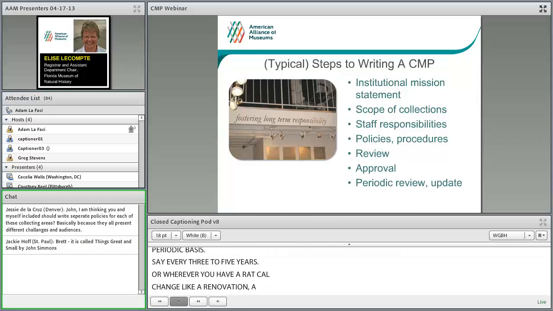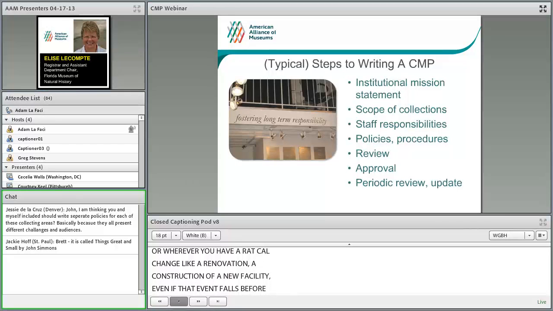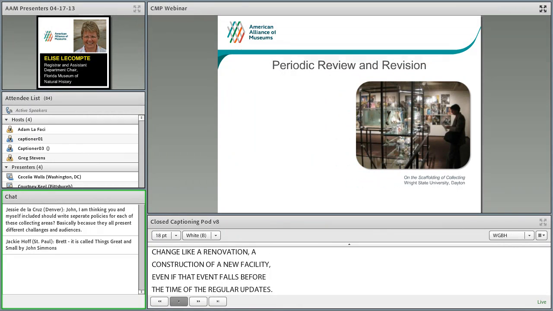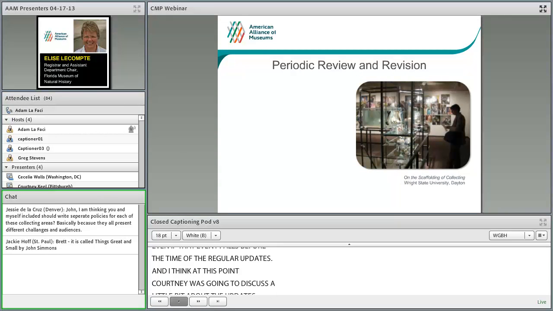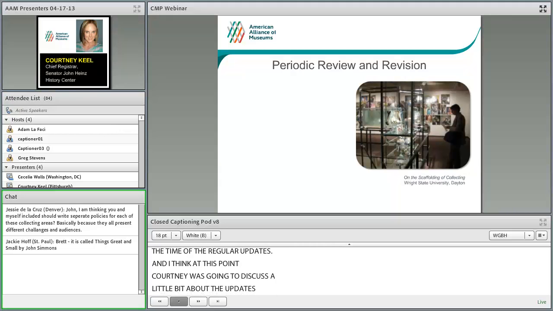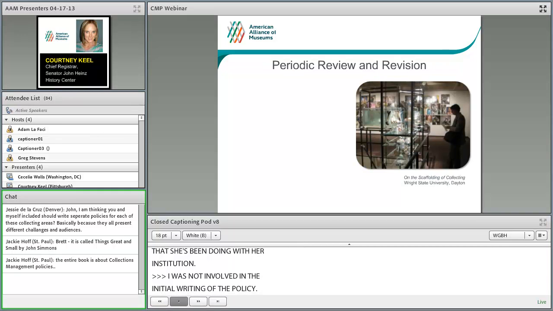And I think at this point, Courtney was going to discuss a little bit about the update that she's been doing with her institution. Yes, I was not involved in the initial writing of the policy, but that was done in 1988. But we have grown as an organization since then. We have gone from a small historical society to a large history museum with 2 satellite museums. So we've had changes in the scope of collection.